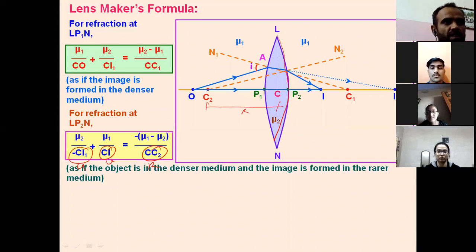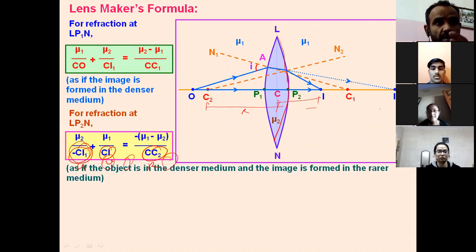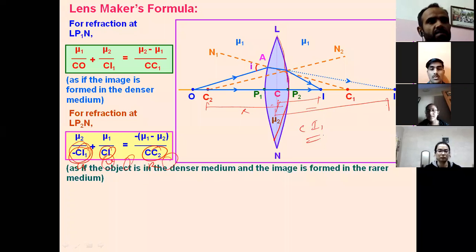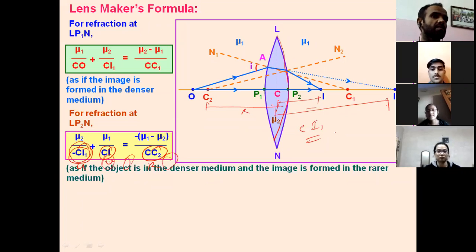R is what, radius is what, CC2. Okay, and V is what, final image, CI. Okay, and this object is what, अभी हमने बात किया, ऑब्जेक्ट कौन होगा इसके लिए, वर्चुअल, ये 3I1. This is the object distance. Why? Because I1 is the object. Okay, and this is on another side, as you can see, that's why it is taken as negative.